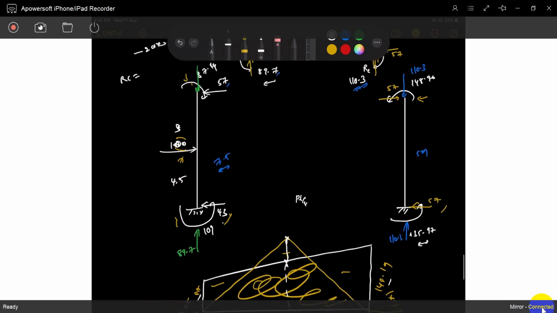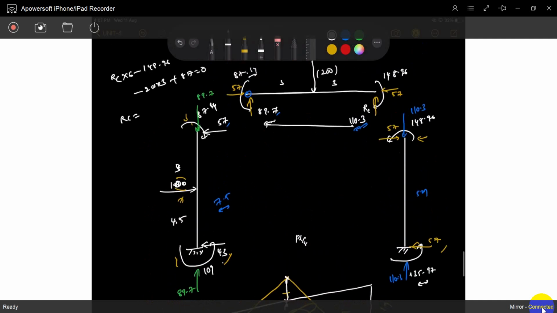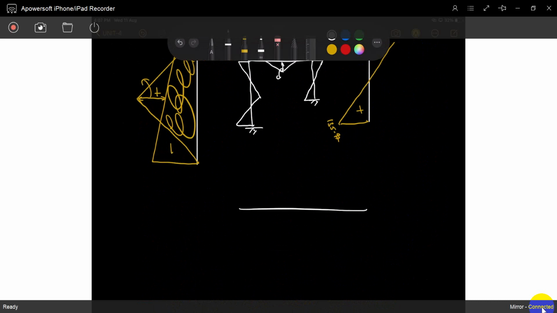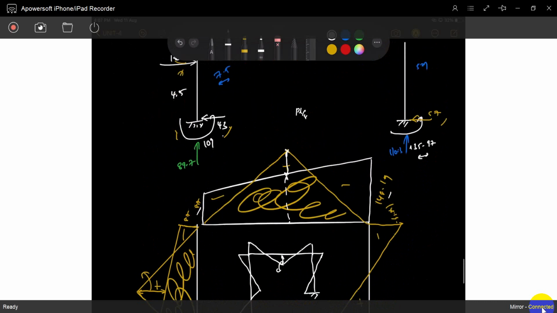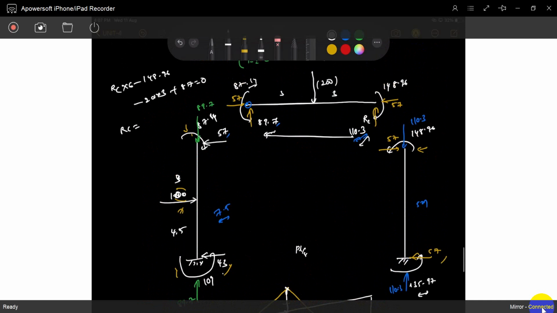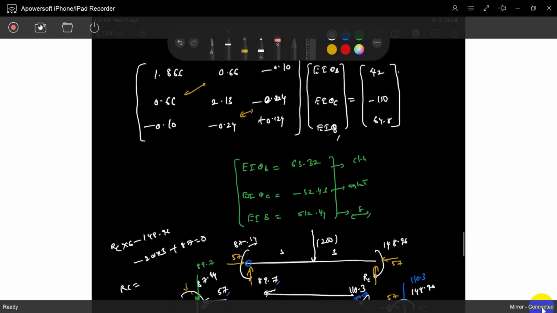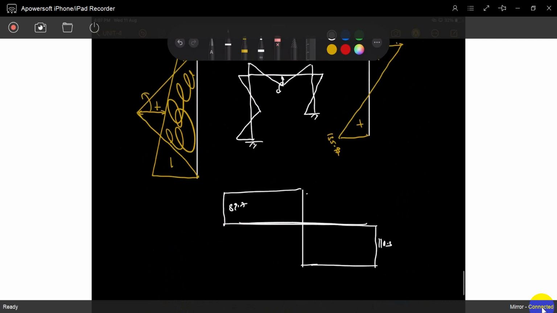So shear force. In this column also, shear force. Write down the shear force also. You can write down the shear force diagram also. See, it's 110.3. So exactly it will come to 200 at the center. So this value is 110.3. This is 89.7. What is that value? This is 89.7. Okay, I got it.